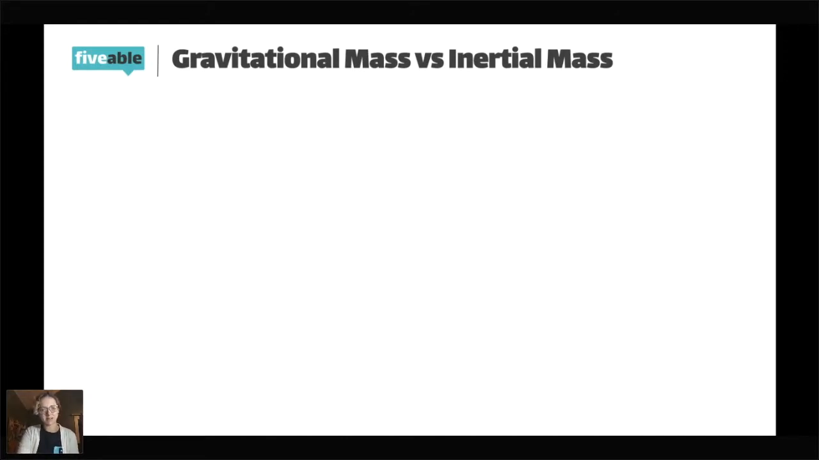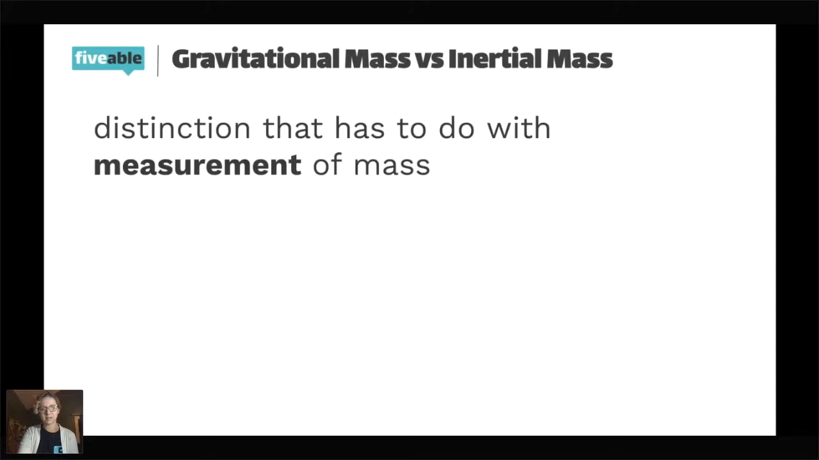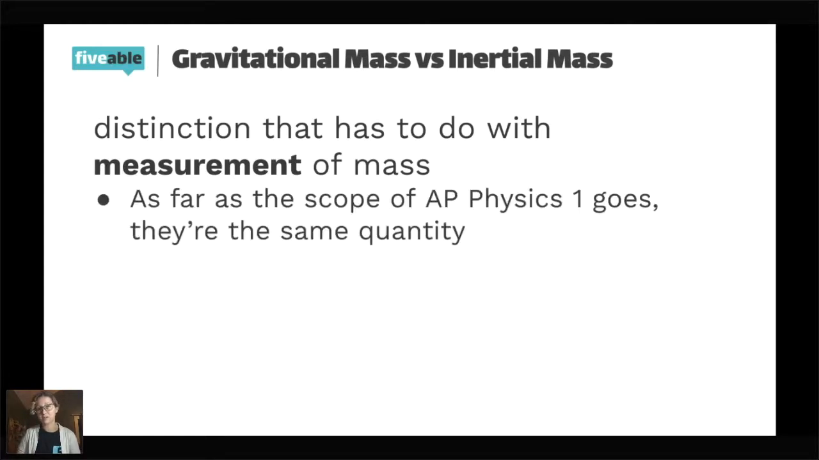It's interesting that they ask about that, because as far as the scope of AP Physics 1 goes, they're not really different. It's a distinction that has to do with the way that it is measured and the way that it's defined. But as far as AP Physics 1 goes, they are going to be the same quantity. If you measure the gravitational mass and find it is 10 kilograms, and you measure the inertial mass of the same object by a different method, you're going to get 10 kilograms again.